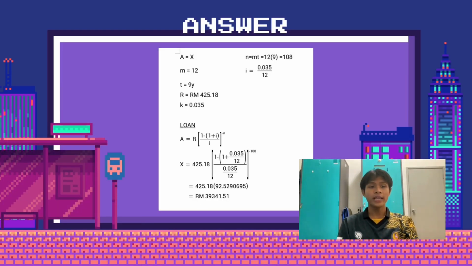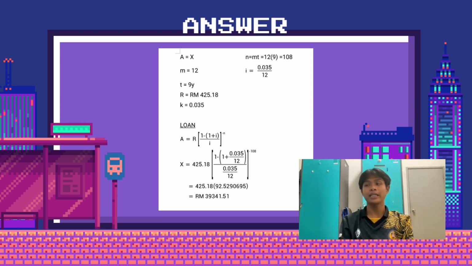So we need to identify whether it is a loan or a saving, so we know which formula we need to use. As I read before, it is a loan, so we will use the loan formula. A equals X, m equals 12, t equals 9 years, capital R equals RM425.18, k equals 0.035, n equals 108, and i equals 0.035 over 12. The loan formula is A equals R times [1 minus (1 plus i) to the power of negative n] over i.